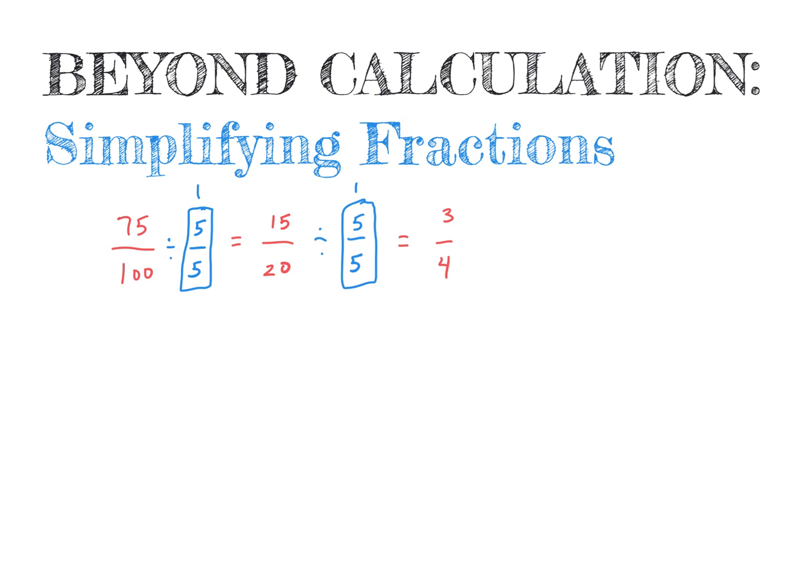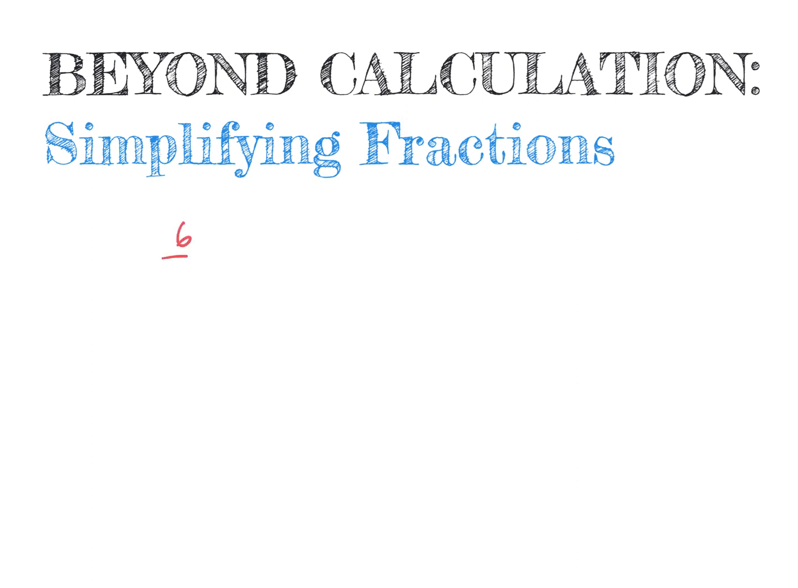So these three fractions, 75 hundredths, 15 20ths, and 3/4, are what we call equivalent fractions. They're all exactly the same value, but 3/4 is what's called the simplest form of 75 hundredths. It is that simplest way that we can express this value, 75 hundredths, as a fraction using the fewest number of pieces. Again, if you think about it as money, it's the fewest coins that we could use to get exactly the same value as 75 pennies.